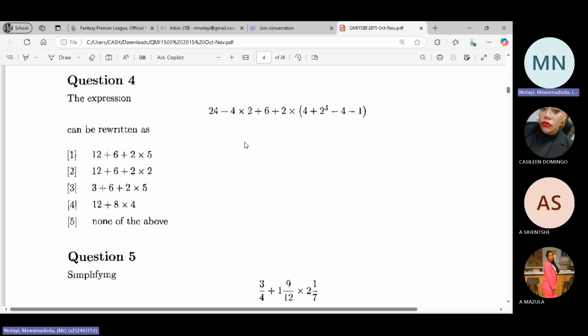All right, guys. Are you getting anything that is close to the options that are given? So we have 24 minus 4 times 2 plus 6 plus 2 times 4 plus 2 to the power 3 minus 4 minus 1.